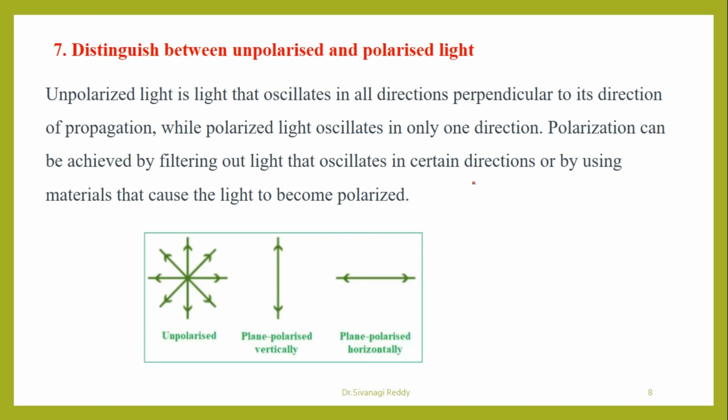Then what is the difference between unpolarized and polarized light? Whenever unpolarized light is there, the vibrations of the electric vector will be in all directions. This is unpolarized light. Polarized light we will show like this.